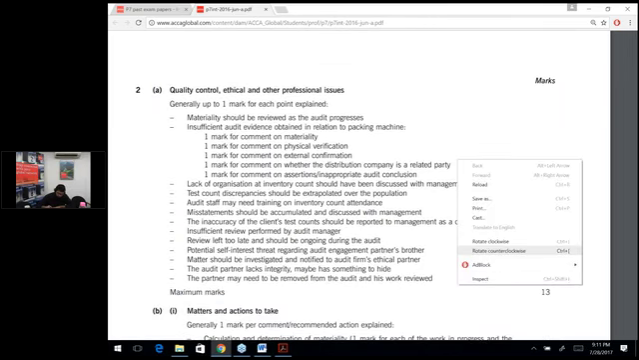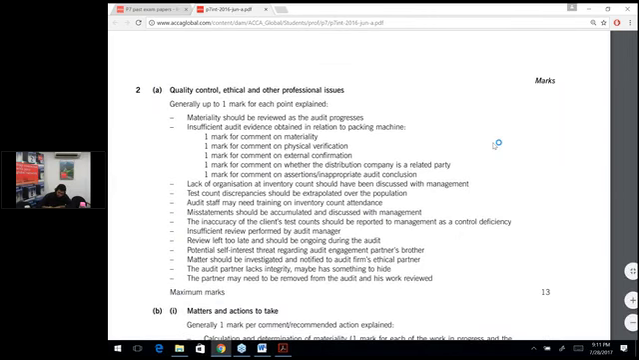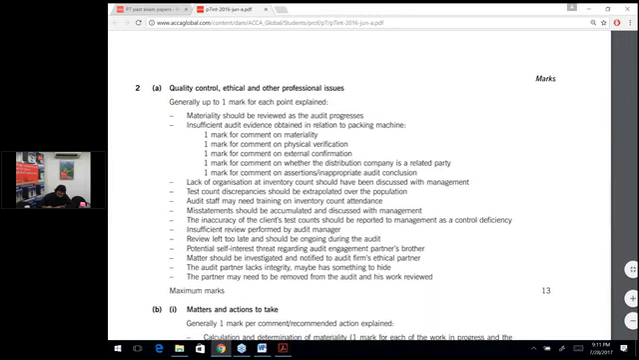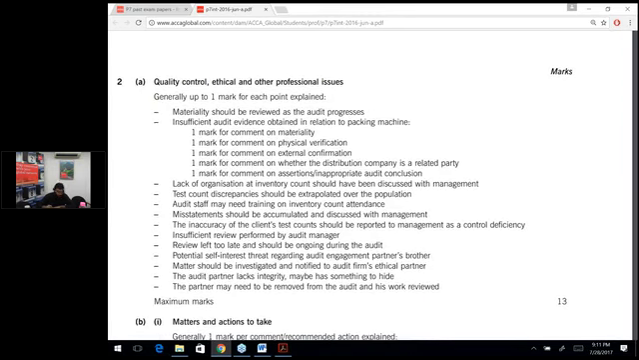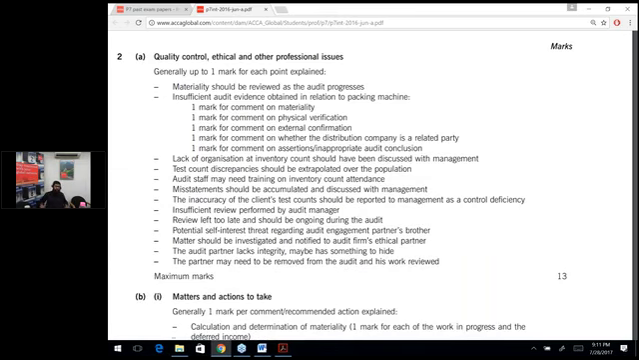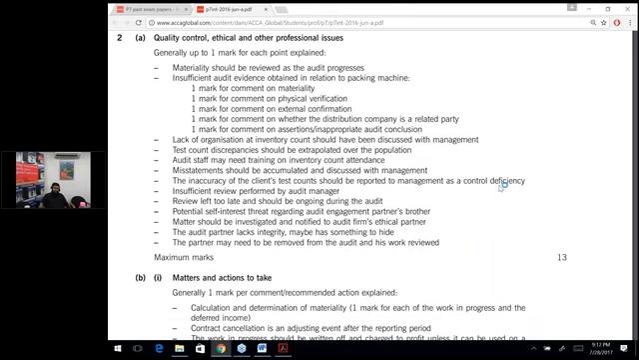Okay, here you go. Let's just see this. It says quality control, ethical and other professional issues, generally up to 1 mark for each point explained. Materiality should be reviewed as the audit progresses. We talked about this matter. Then it says insufficient audit evidence obtained in relation to the packing machine. 1 mark for materiality, I talked about it. 1 mark on physical verification, then external confirmation, whether the distribution company is a related party, because I talked about the debiting companies.